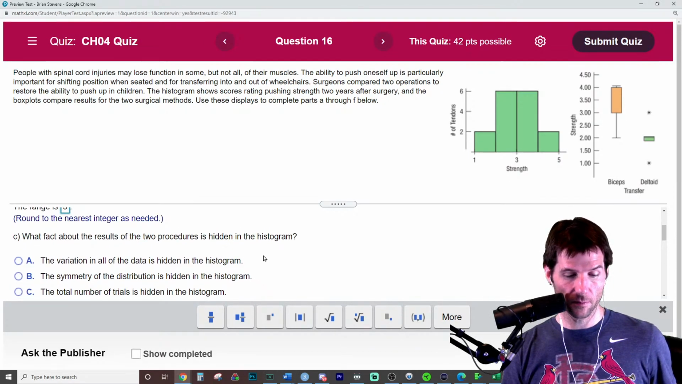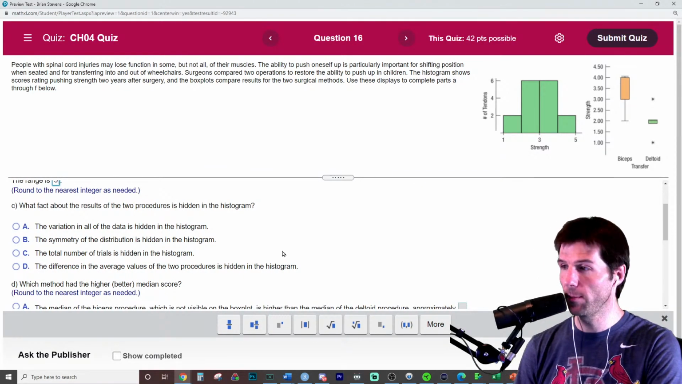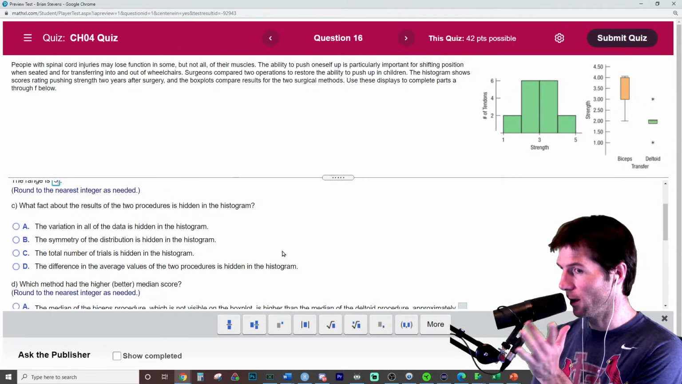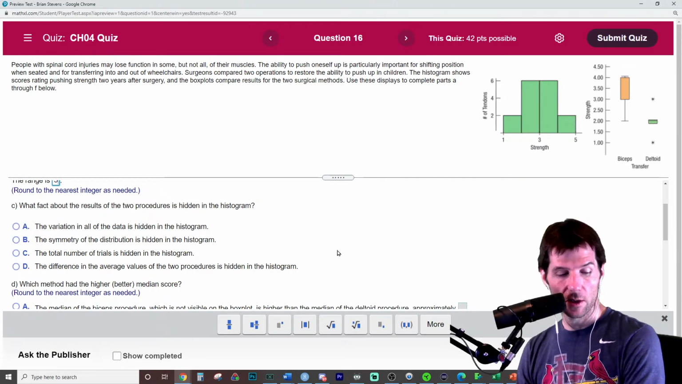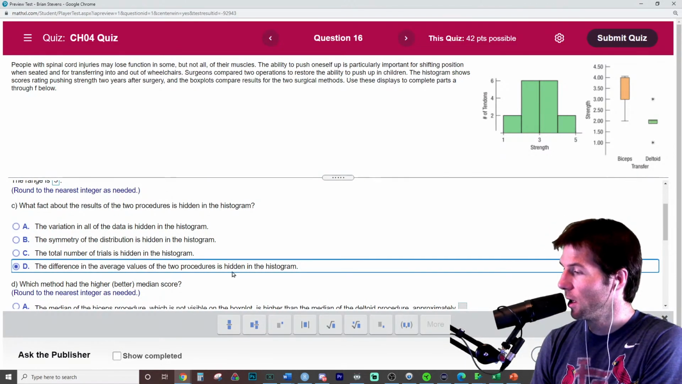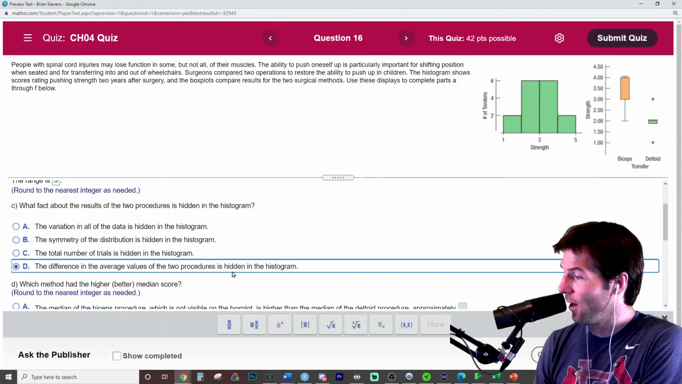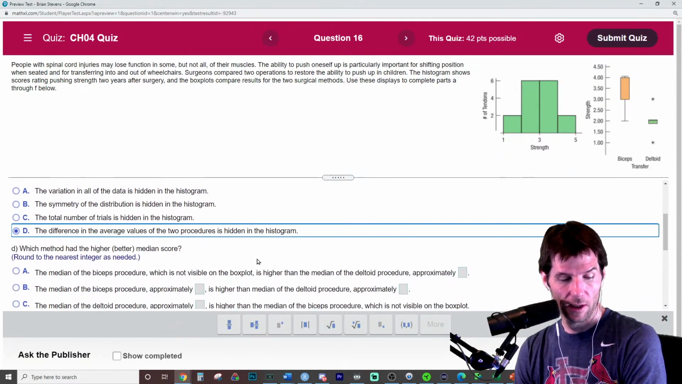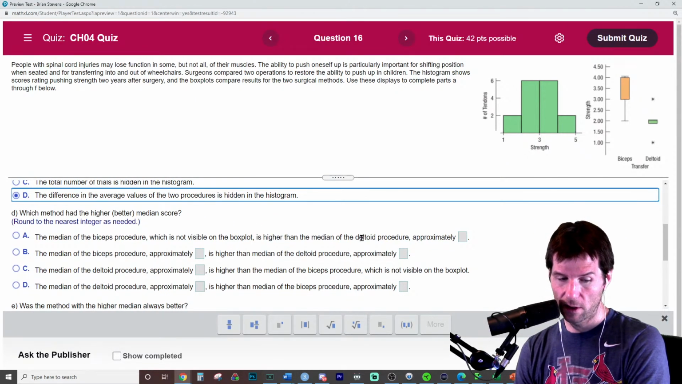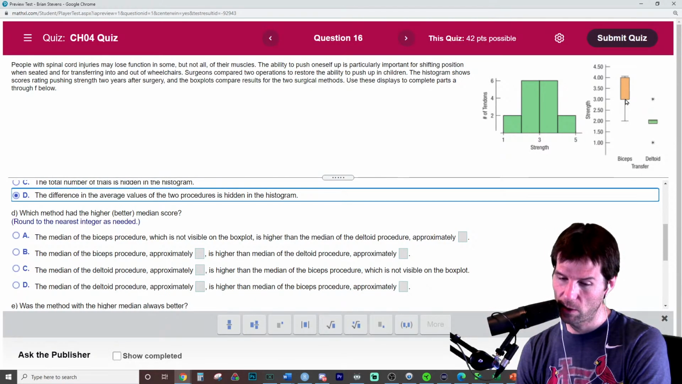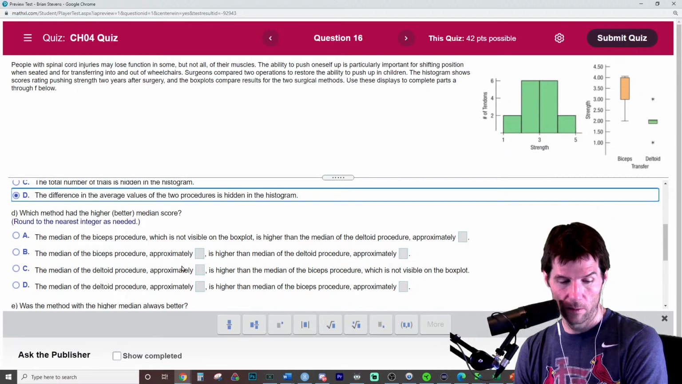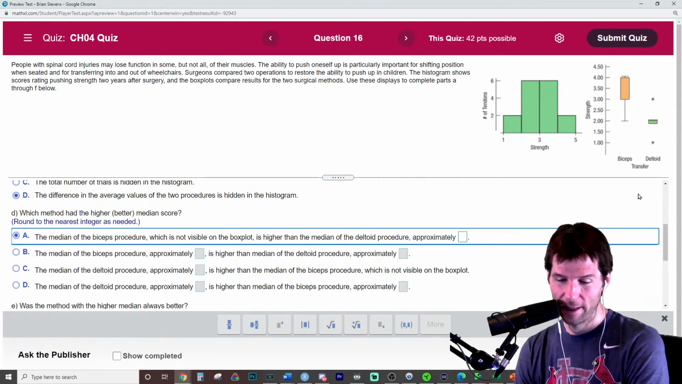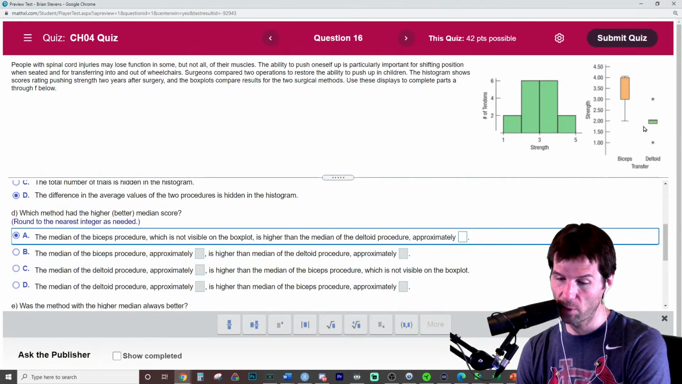What fact about the results of the two procedures is hidden by the histogram? So the histogram does not show a bivariate display of the data. It only shows us the overall results. So if we look at the variation, the difference in averages between the two procedures, when we get to it, this is my question. Oh, there we go. Great job, Tiffany. You might be next. What method had the better results? And so then we look over here. It's very hard to see where the median is on that. Oh, cool, they're saying it: the median of the biceps procedure, which is not visible in the box plot, is higher than the median of the deltoid procedure, which is approximately.